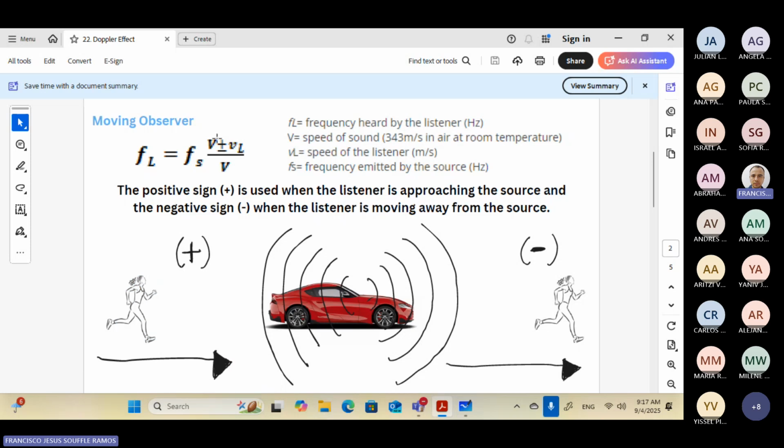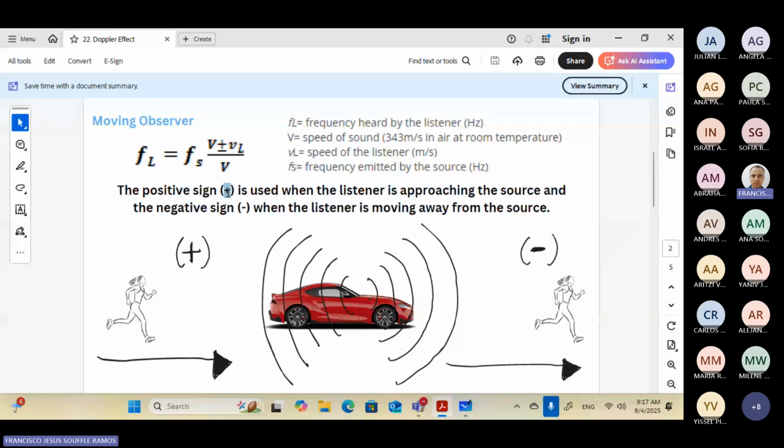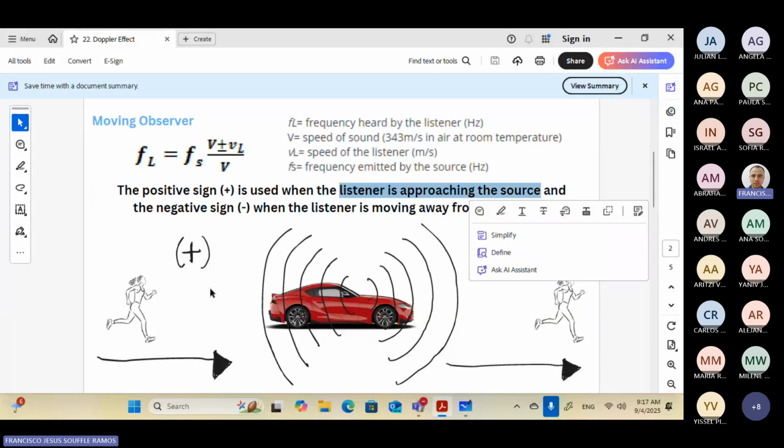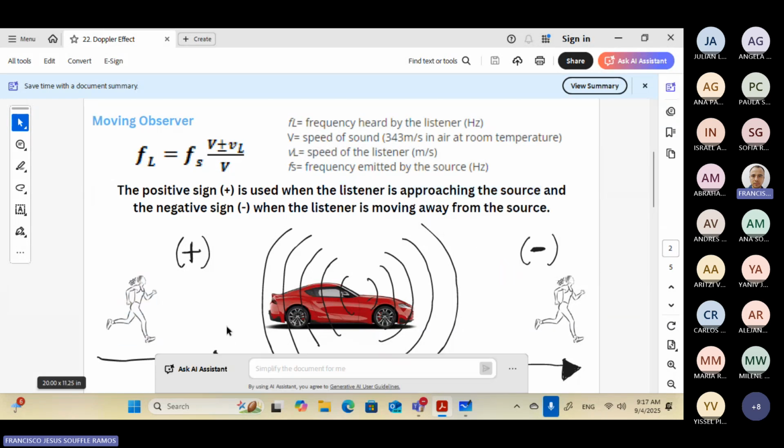But like before, we need to know the positive or negative sign right here. We need to choose one of those two, but it's really easy again. We just need to read this sentence. It will be positive sign if the listener is approaching the source. So like this, to the left in the picture, you can see that the runner is approaching the source. He's running towards the car. So that will be a positive sign.